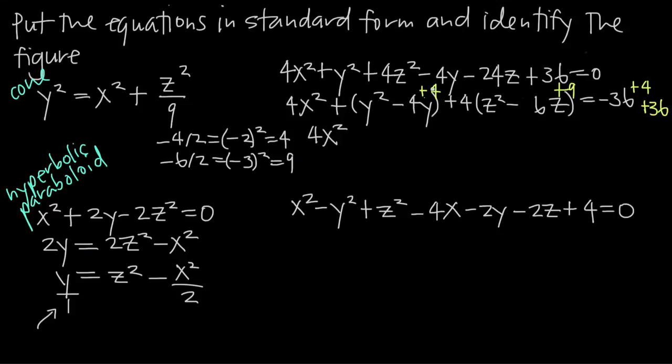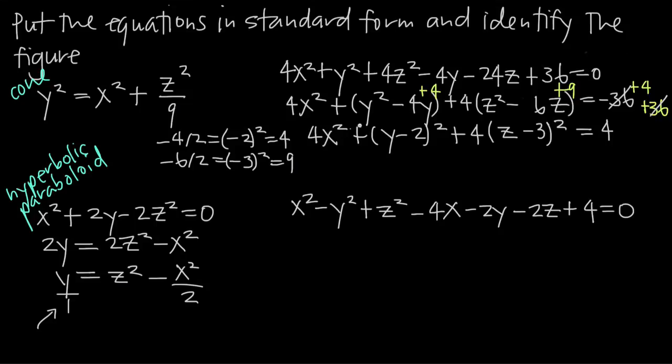So now when we simplify, we're going to get 4x squared. Y squared minus 4y plus 4 factors to y minus 2 quantity squared. We have plus 4. And then z squared minus 6z plus 9 factors to z minus 3 quantity squared. Over here on the right-hand side, a negative 36 and a positive 36 will cancel with one another, so we're just left with 4.